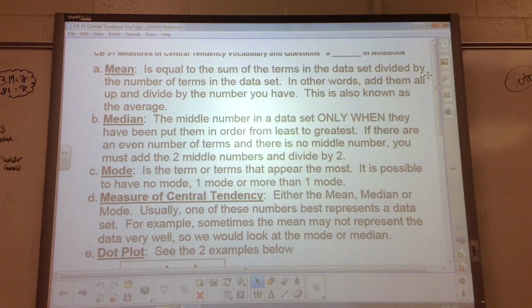The mean is equal to the sum of the terms in the data set divided by the number of terms in the data set. Well, what in the heck does that mean? Basically, in other words, we're going to add up a bunch of numbers and divide by the number we have. So, for example, on your grade, if you have 3 quiz grades, a 75, an 80, and an 85, if I wanted to find the average or the mean of those, I would add them up and divide by 3.